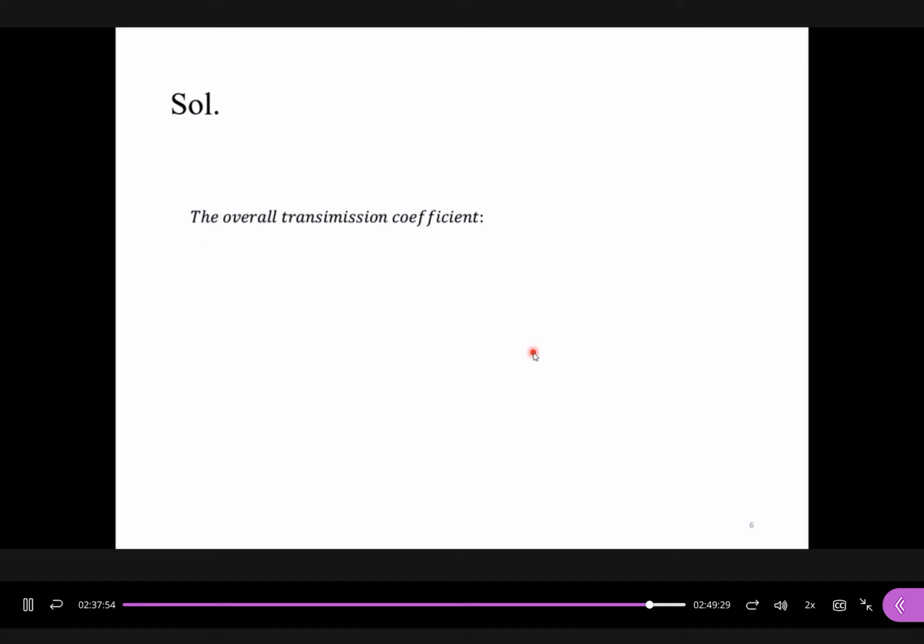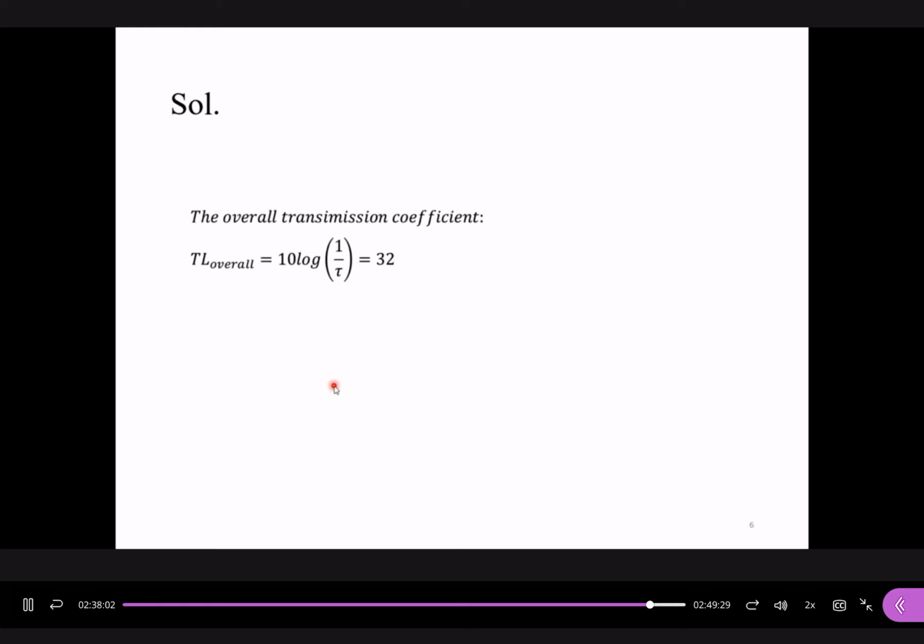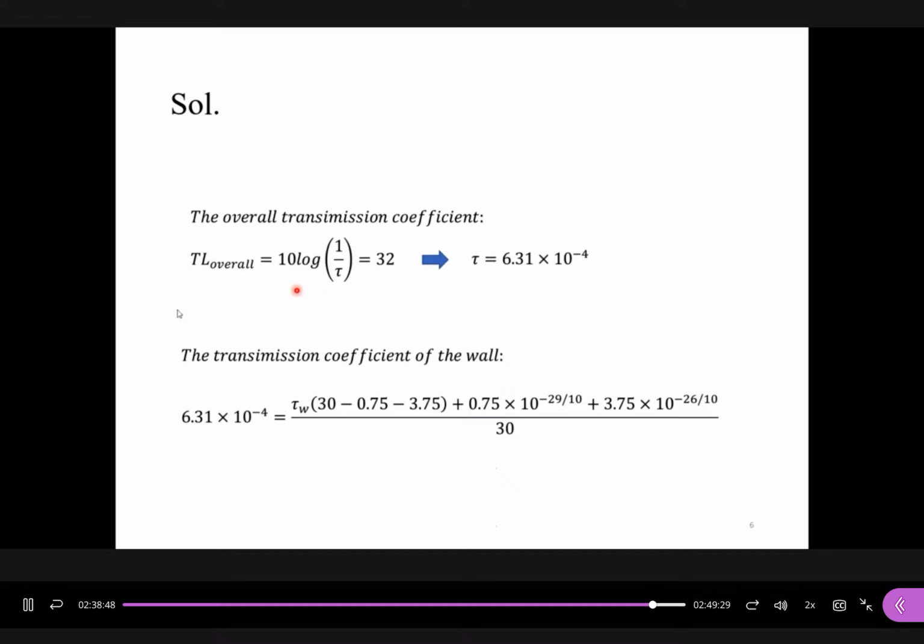First of all, the overall transmission loss in the original situation is 32 dB, correct? So when we consider these equations, the transmission coefficient is equal to 6.31 times 10 to the power of minus 4. We just do a simple conversion. What is the usage of this? Because we want to find out the transmission coefficient of the wall. When you go through the description, we do not know the transmission loss of the wall. We only have the values for the door and the window. How to find this out?